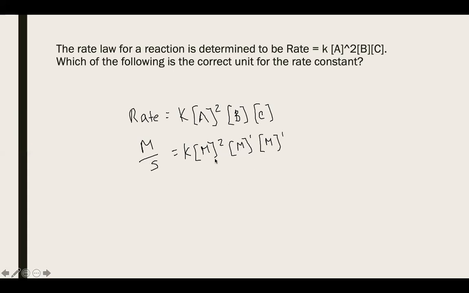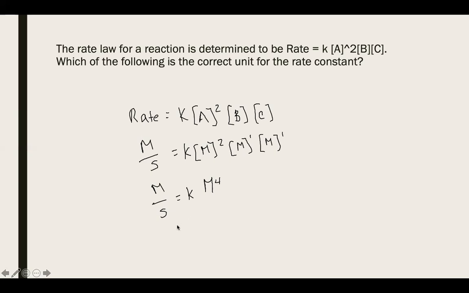So what we really have here is molarity times molarity times molarity times molarity, which gives us molarity to the 4th. Kind of like how we did before, when we flipped the equation to figure out the order on our molarity, now we're doing the opposite. We're going to divide by molarity in order to figure out what the units are on our K constant, because that's what we don't know.